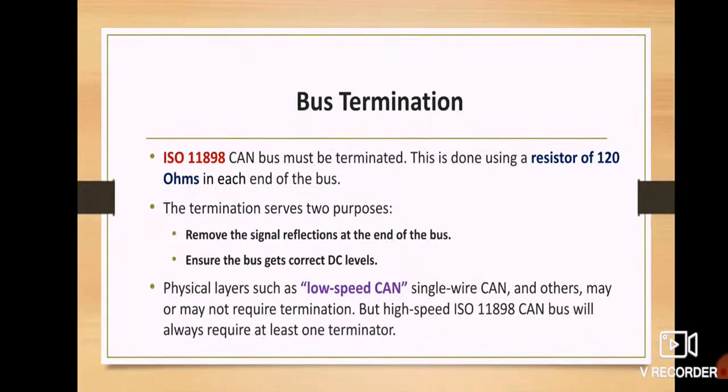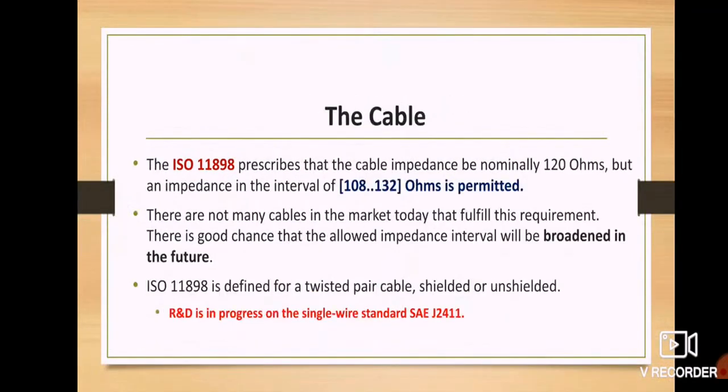It is so cheap that even if there is any problem, you can easily change it by just soldering. So you can use it for low speed as well as high speed, but the ISO 11898 recommends it only for high speed, because as it is high speed, there will be more signal reflection. Once the 120 ohm resistance is added, the signal reflection will be controlled.